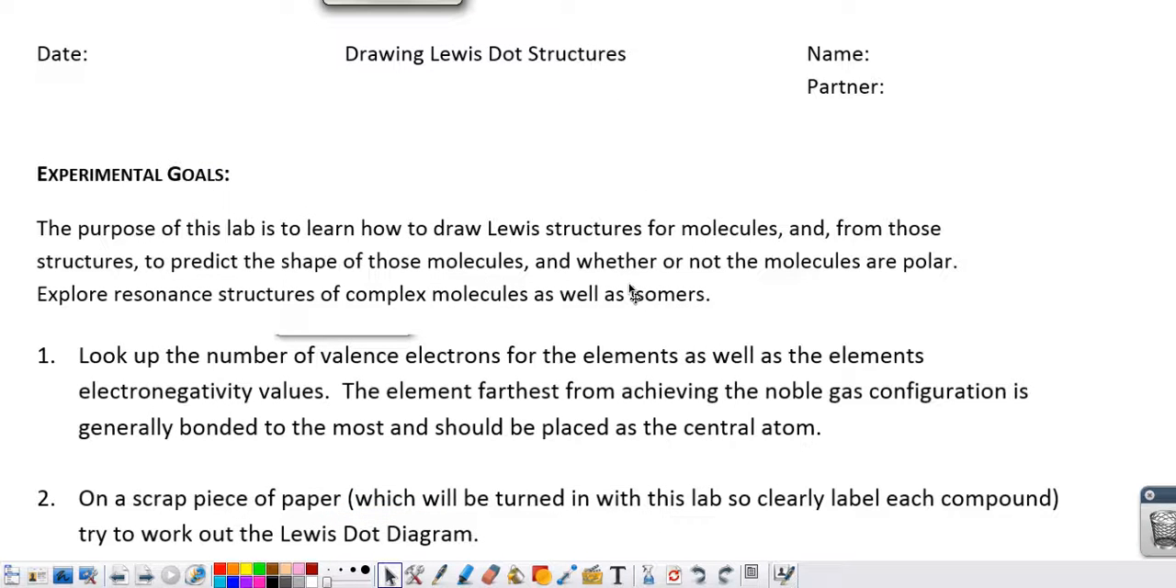Hey guys and girls, this lab is really going to have a lot of practice on drawing Lewis dot structures and in determining the shape that goes along with it, along with whether or not it's polar or non-polar. These are questions you can expect to see on your test next week. So, make sure you're really working out hard, stay focused.